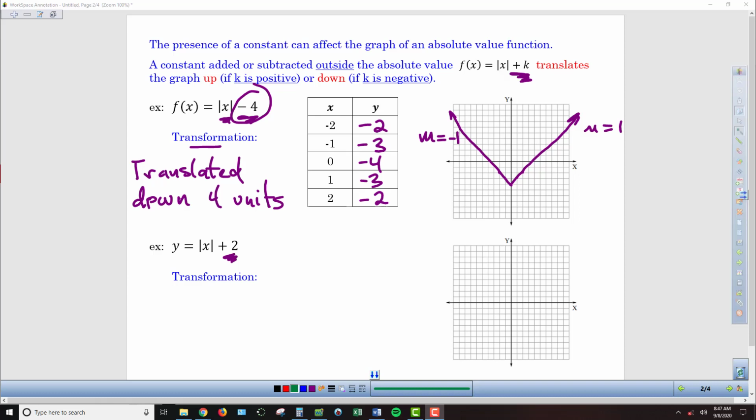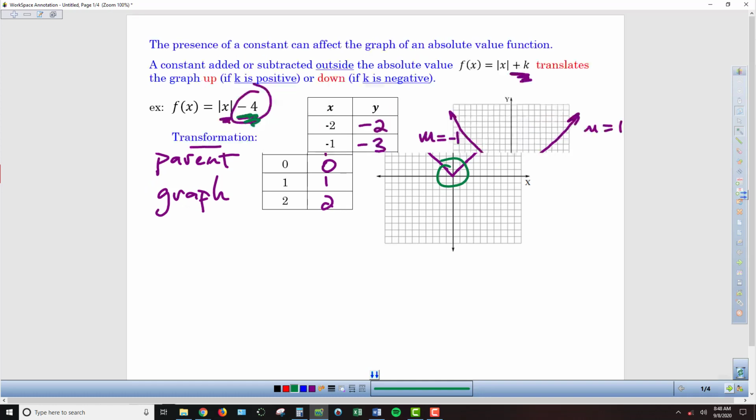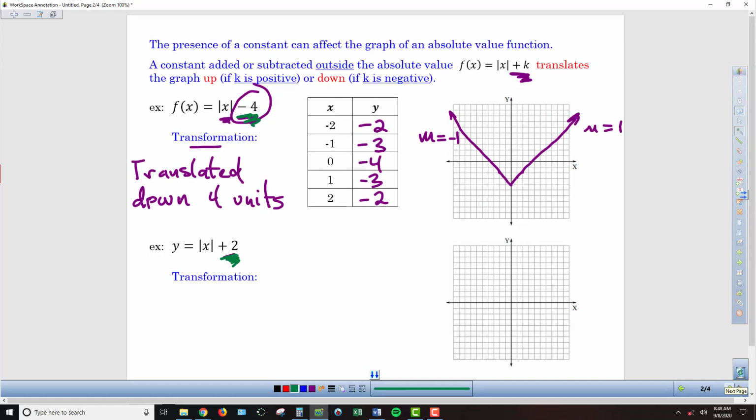Well, if subtracting this 4 moves the graph down, then it should make sense that adding 2 outside of the absolute value should move the graph up 2 units from its original position. So this time I'm going to do away with the t-table entirely. And I'm just going to say, all right, instead of starting at the origin like this first graph did, I'm now going to take my point of the V and move it up 2 units because of the +2. And then from there, I'm going to keep the exact same shape of the V with the slopes of 1 and -1 on each side. So I can go up 1 over 1, up 1 over 1 on one side, back 1, up 1, back 1, up 1 on the other side, and end up with my graph.